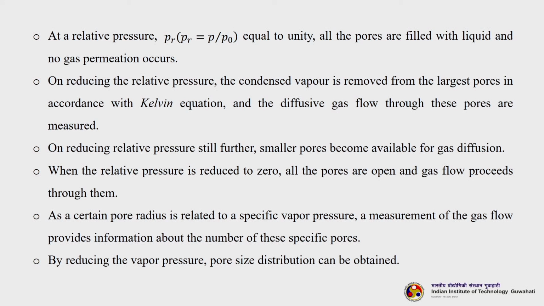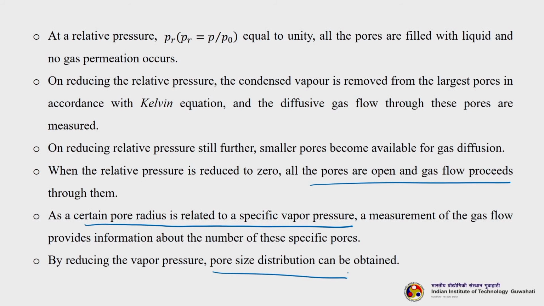So, this is what I have described. On reducing the relative pressure, the condensed vapor is removed from the largest pore in accordance with the Kelvin equation, and the diffusive gas flow through these pores is measured. On reducing relative pressure further, small pores become available for gas diffusion. When the relative pressure is reduced to 0, all the pores are open and gas flow proceeds through them. A certain pore radius is related to a specific vapor pressure; this is the principle. The measurement of the gas flow provides information about the number of the specific pores. So, by reducing the vapor pressure, pore size distribution can be obtained.